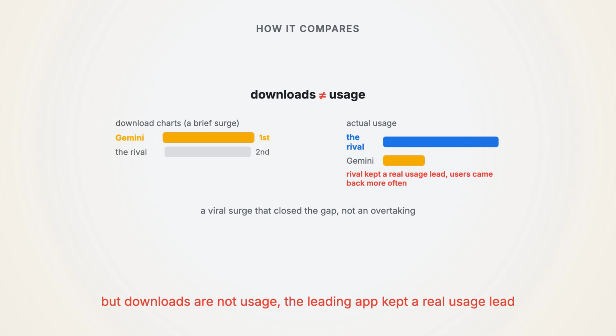And the figures floating around are not even the same window. One in weekly active users, the other in monthly, so any clean overtaking claim is sloppy. Call it what it was: a viral surge that closed the gap, not an overtaking.